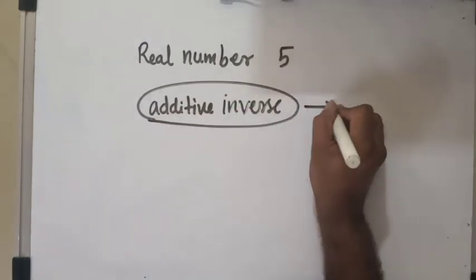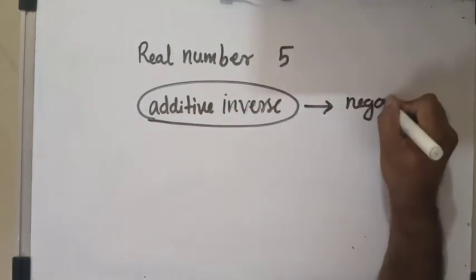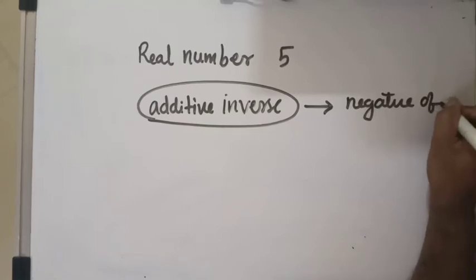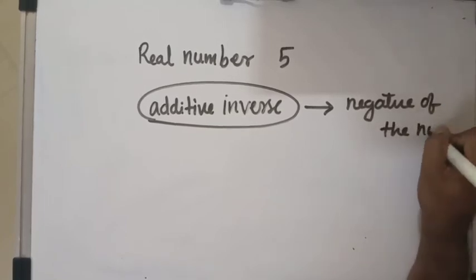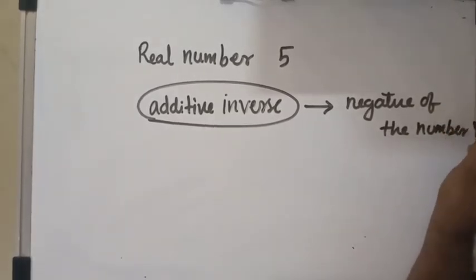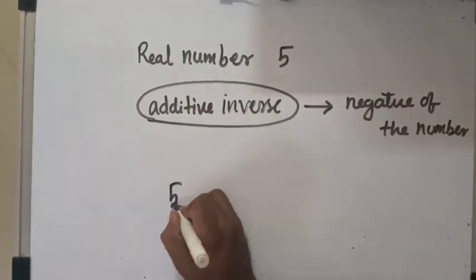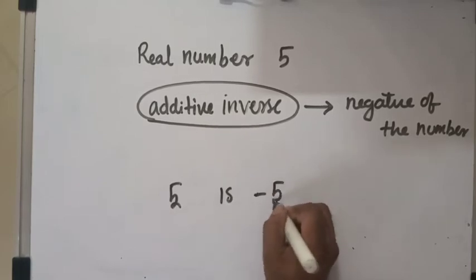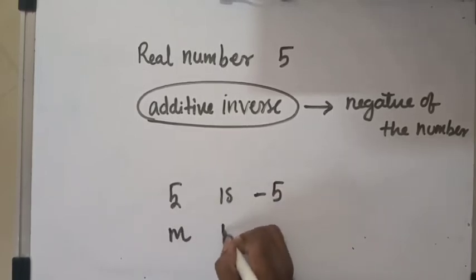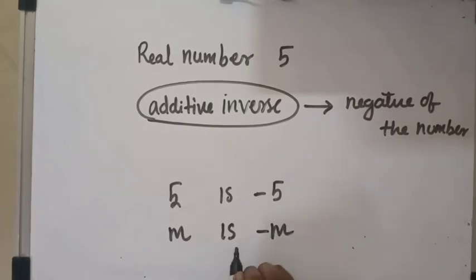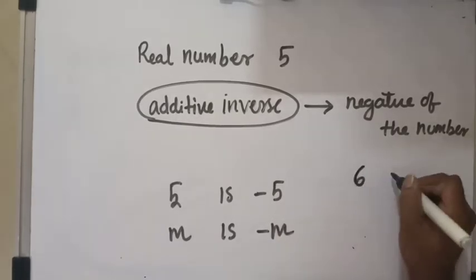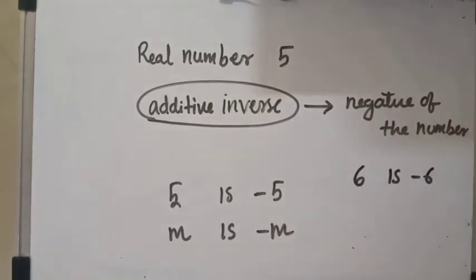Additive inverse is nothing but the negative of that number. For example, the additive inverse of 5 is minus 5. The additive inverse of m is minus m. The additive inverse of 6 is minus 6. So you remember this. Always remember the additive inverse.